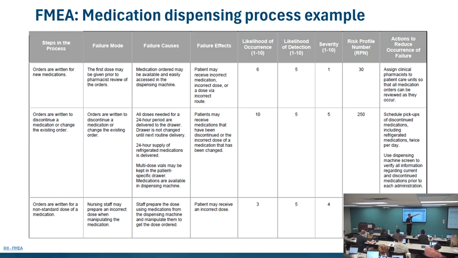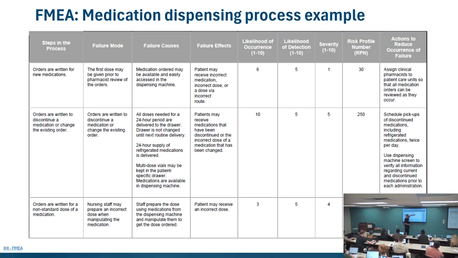Likelihood, and this is just how this is rated, 6, likelihood of detection 5, severity 1, the RPN is 30, and then actions to reduce occurrence of failure: assign a clinical pharmacist to the patient care unit so that all medication orders can be reviewed as they occur. So that would be an example of a basic process. So you can sort by any of these.